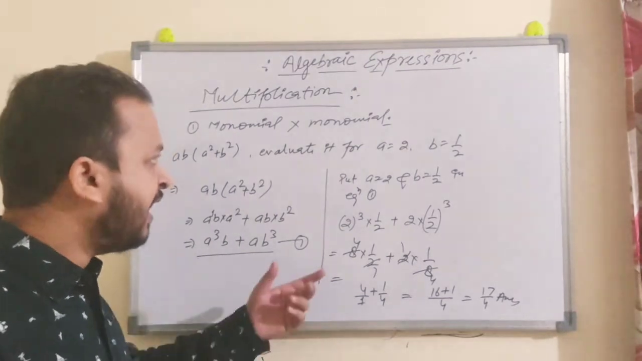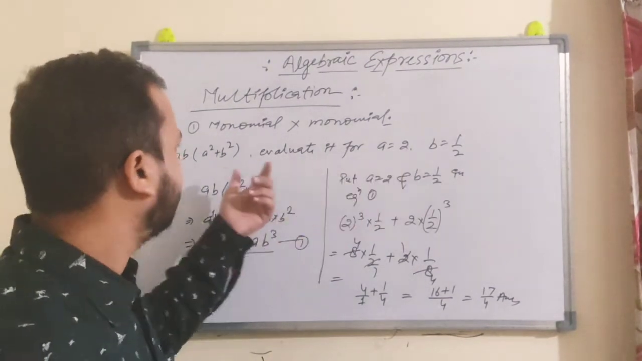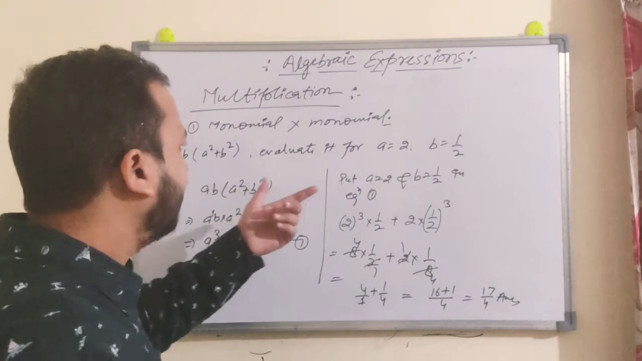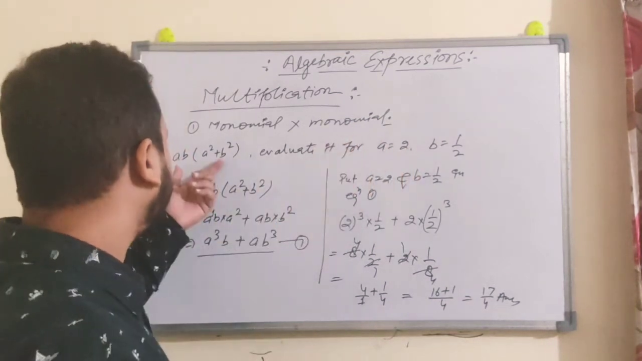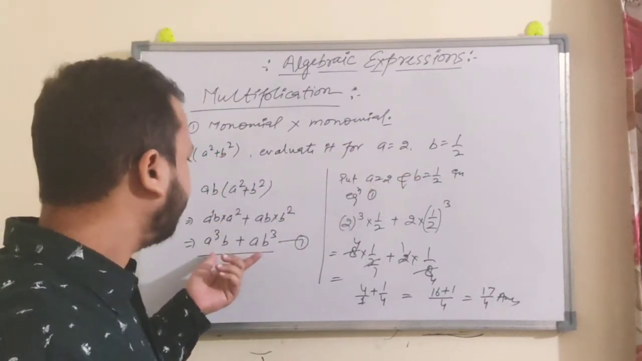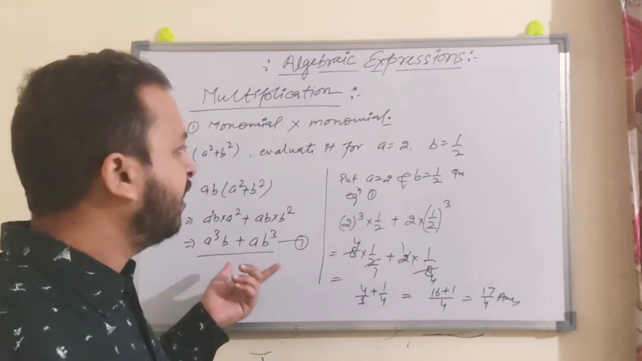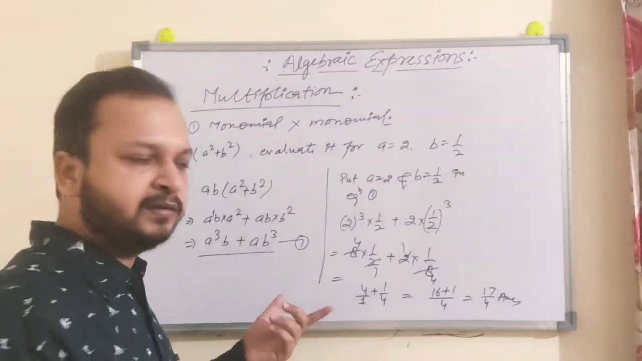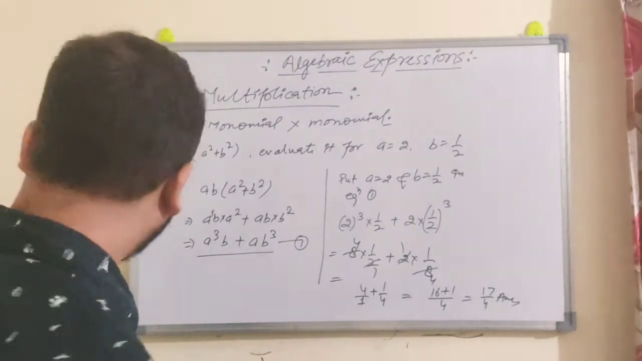If the question is given like this, that you have to check this, then first you have to put the values in the LHS and find the value, and then find the value for the RHS, and they will definitely match, meaning LHS is equal to RHS.